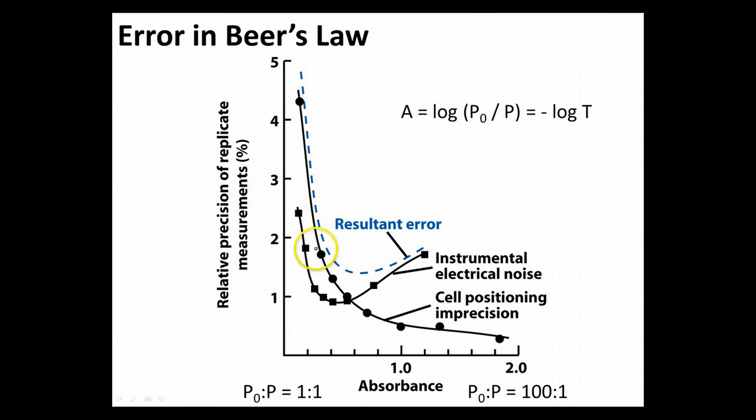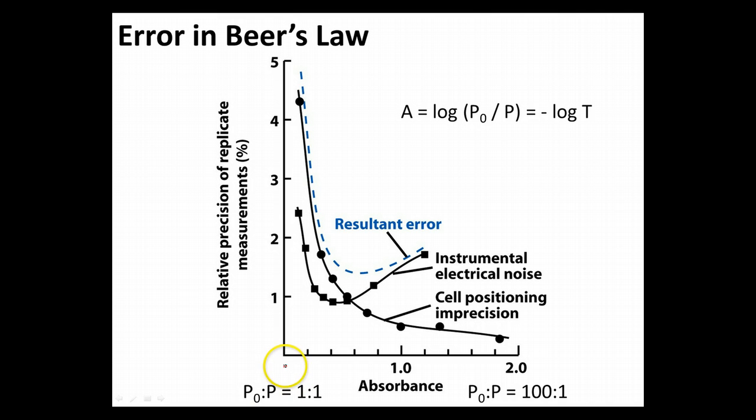Now, there are two different things they're highlighting right here as the key pieces that result in error in our experiments. This is actually out of the previous edition, the 7th edition of the Harris textbook. They've got a different marginal graph in the 8th edition, so I wanted you to be aware of that in case you were looking at the 8th ed and thought it was the same thing. It's slightly different. What we see on this axis is our relative precision in percentage, so this is 1%, 2%, 3%, 4%, and 5% precision. This x-axis is going to be our absorbance.